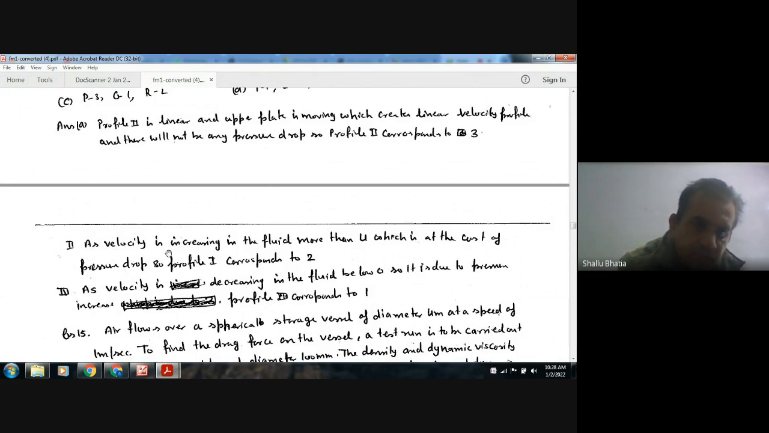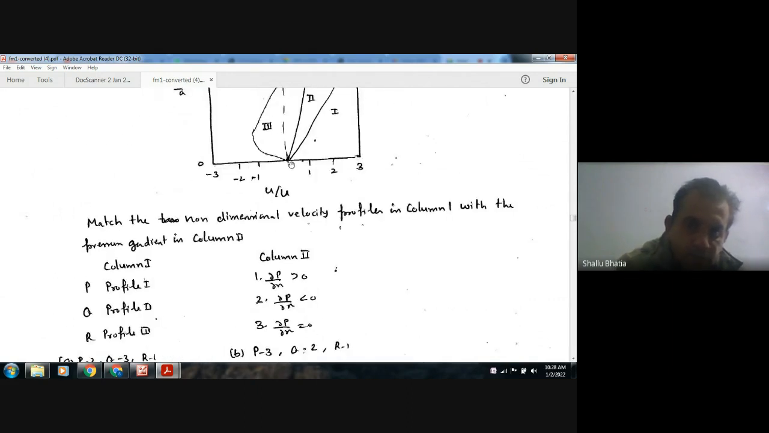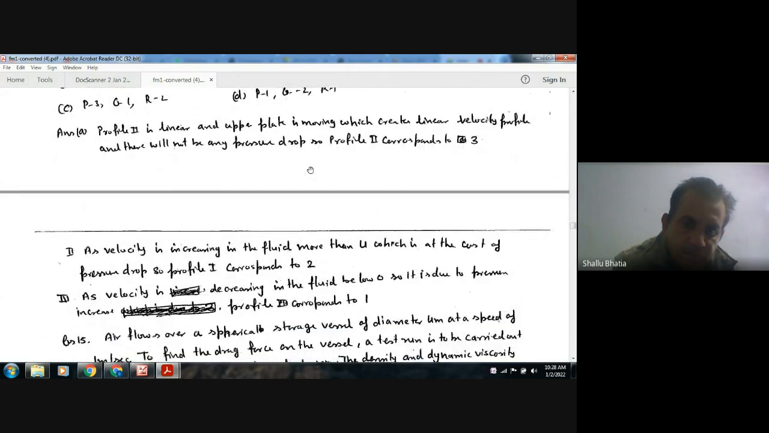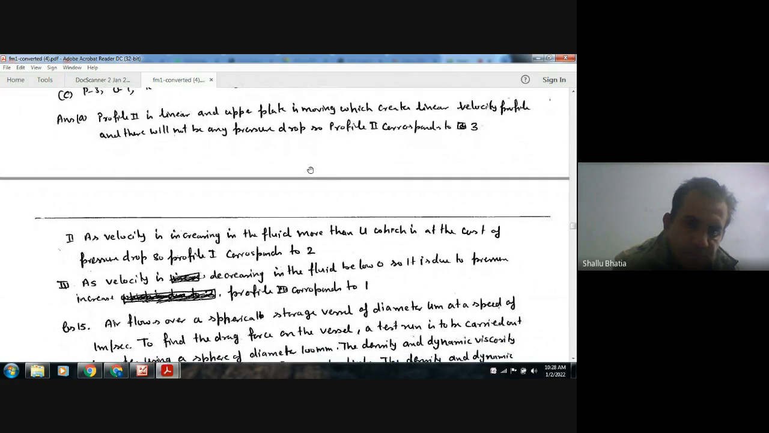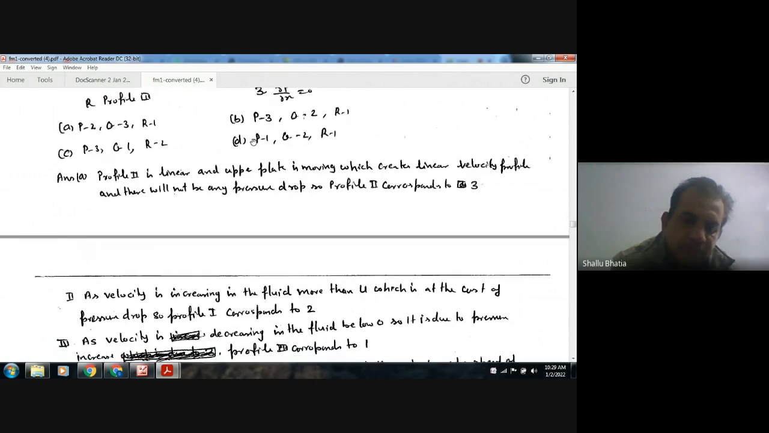As the velocity is increasing, you can see that here u is increasing. Velocity is increasing in the fluid more than the linear profile, which is at the cost of pressure drop. So profile 1 corresponds to where the velocity is more as compared to the linear profile, so it is at the cost of pressure drop. And here the velocity is less, so the pressure will increase. So this is the explanation.